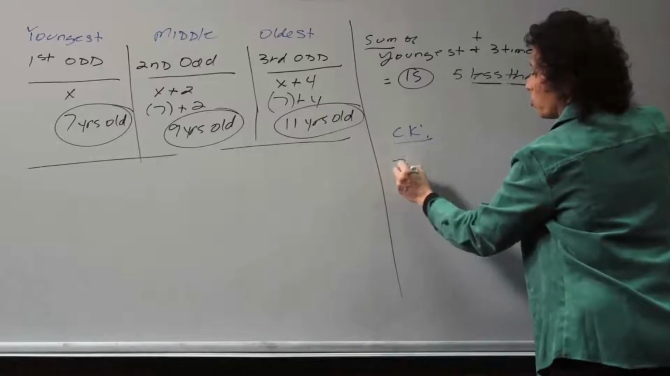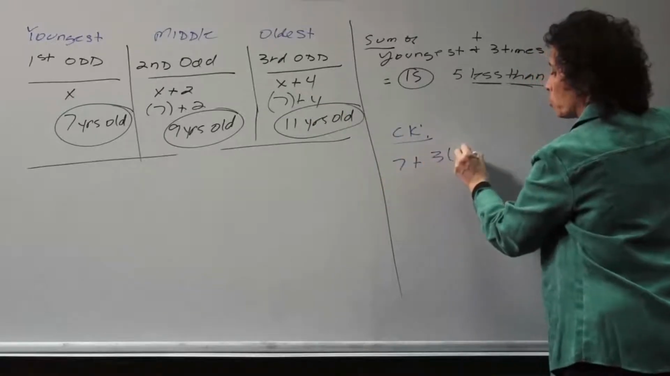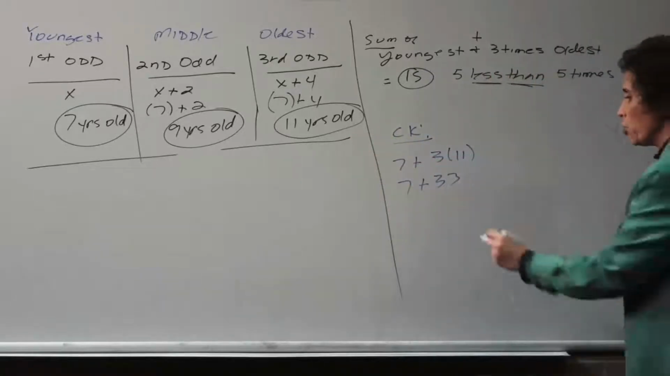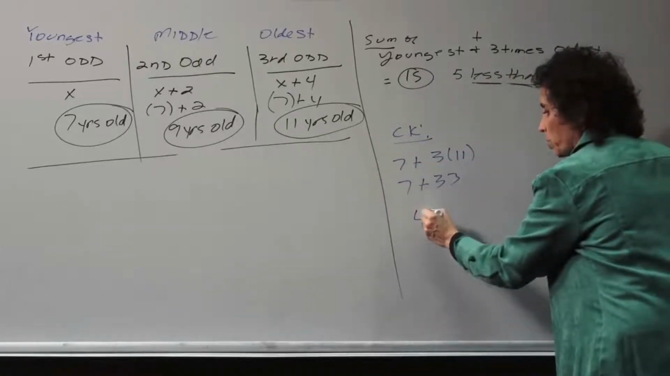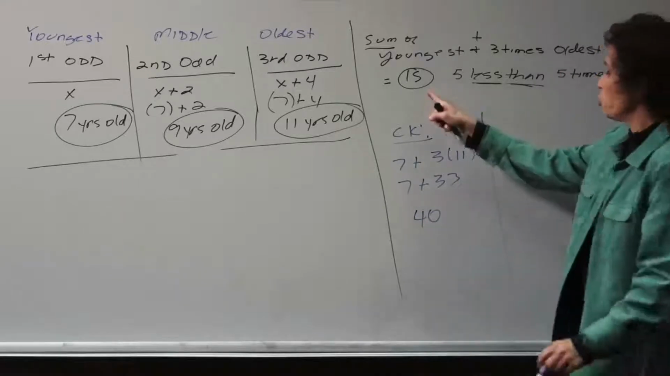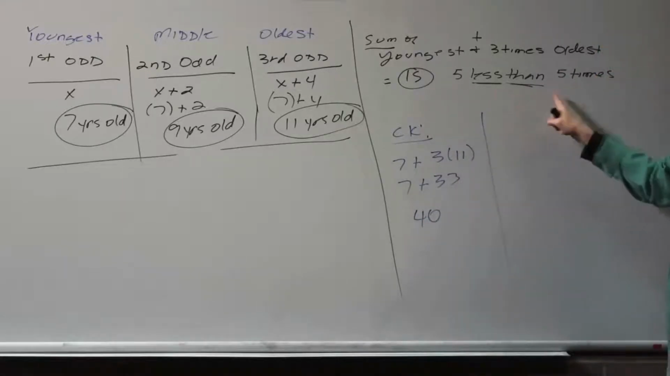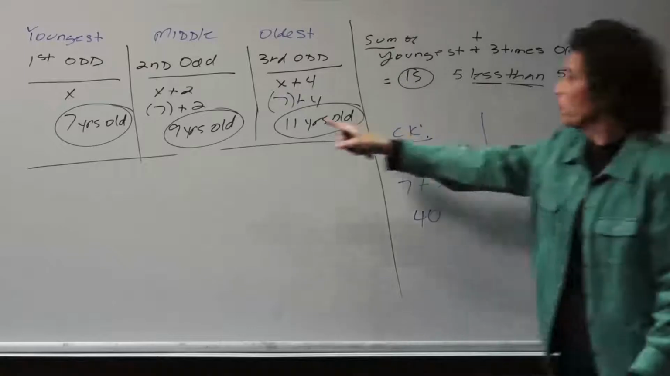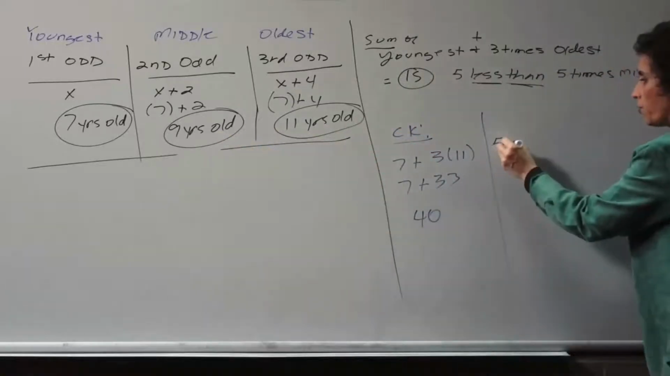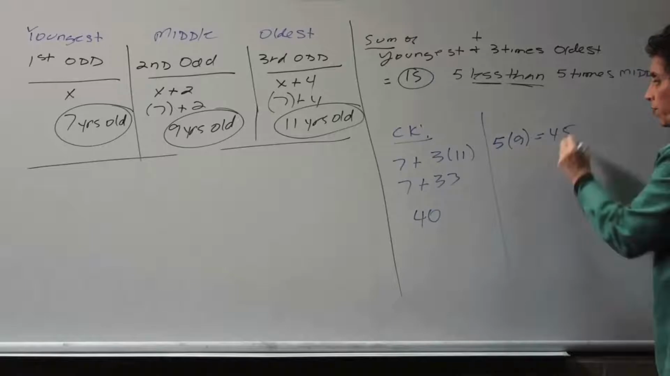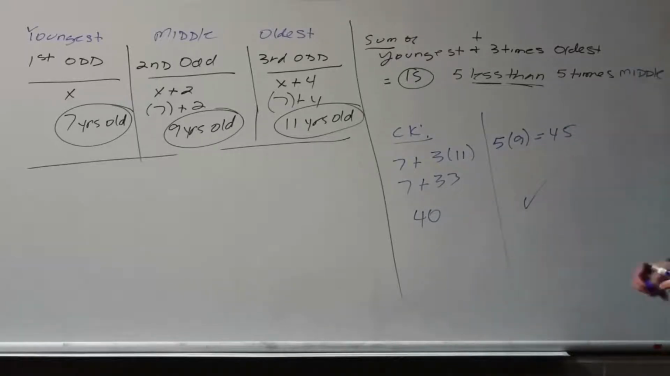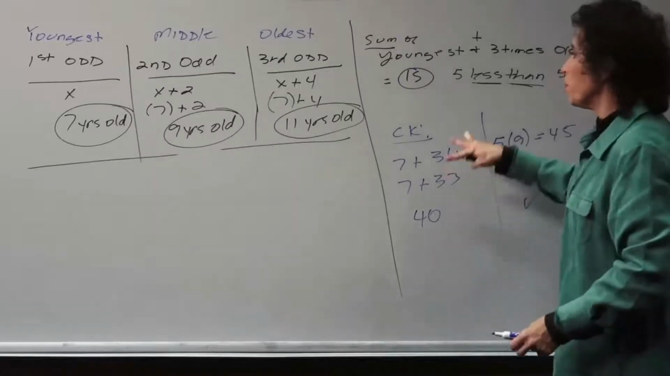So the youngest is 7 and 3 times the oldest. So that's 7 plus 33, because 3 times the oldest is 33. 33 plus 7 is 40. So we know that's 40. That's supposed to be 5 less than 5 times the middle. 5 times the middle is 5 times 9, which is 45, and this is 5 less than that. Checks out. You can do that in your head, or you can just do some arithmetic on paper.